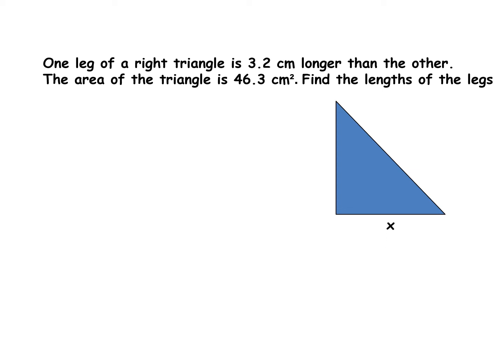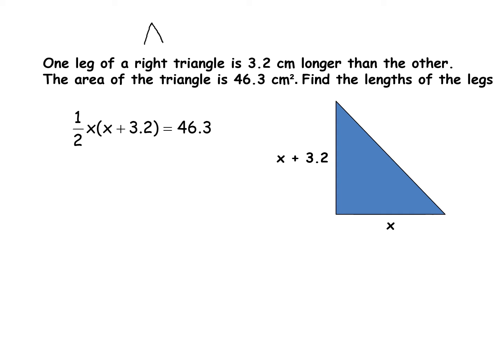I want to find the lengths of the legs, so I'm going to pick one leg and call it x. The other leg I know is 3.2 centimeters larger than the first leg, so I'm going to say that's x plus 3.2. And it tells me what the area is. So if you remember the formula for the area of a triangle, here I'll write it up here just to remind you.